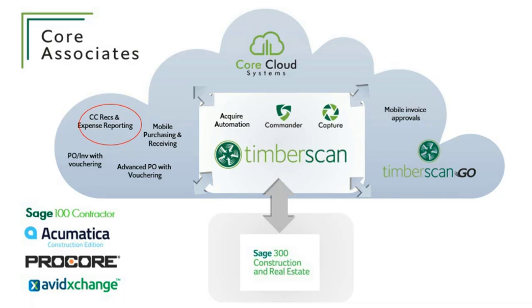And we wanted to take that same concept and expand that automation out into the field. Now, we started with our Timberscan Go application for our mobile invoice approvals, and then we introduced our Core Cloud Systems, or CCS, as you'll hear us refer to it probably throughout the day today. That's our e-forms and workflow management solution, and it integrates with Timberscan 300 as well as Sage 300. And if you sat in my session yesterday, we are in the process of also integrating CCS with Timberscan 100 and Sage 100 Contractor.